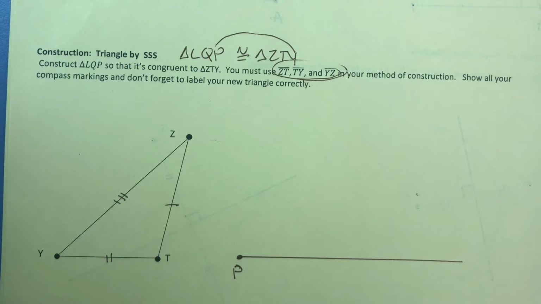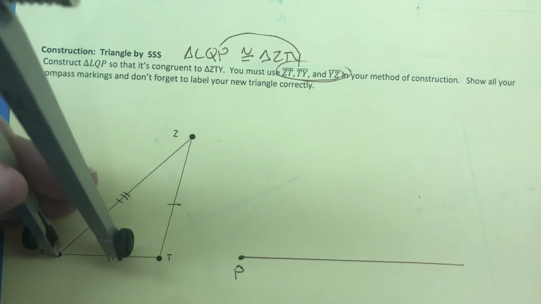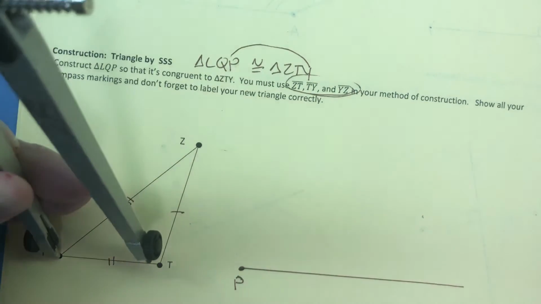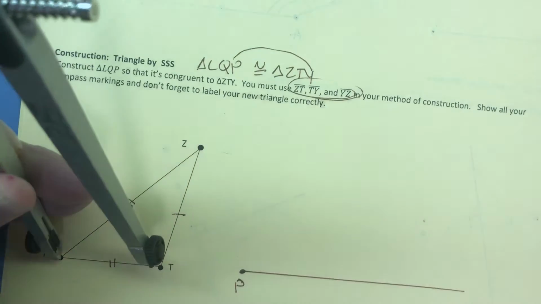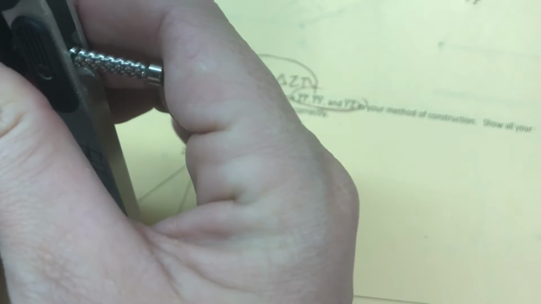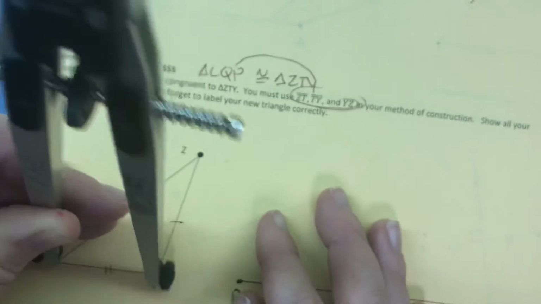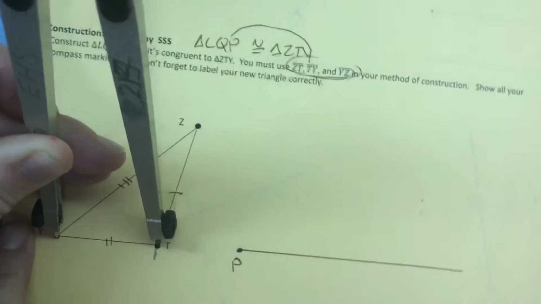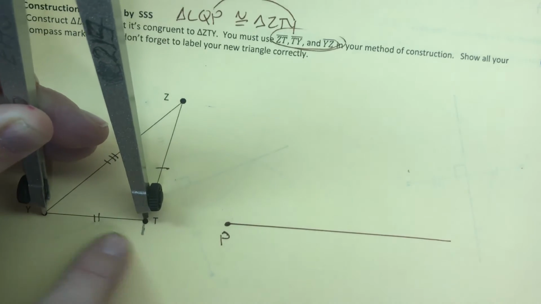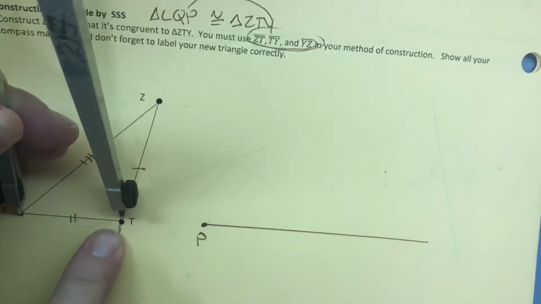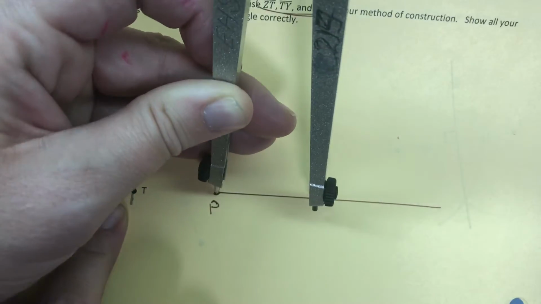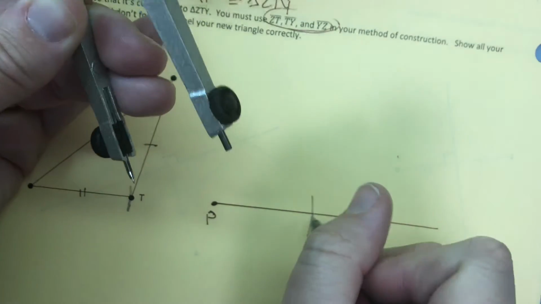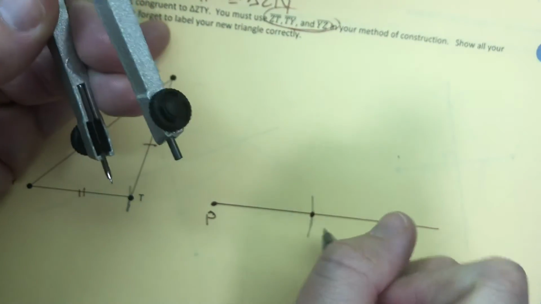Then I'm going to use my compass to measure the length. I want to make sure my compass goes from Y to T. My pencil's on T. Move the point over to P. Go ahead and put your point where that arc and that segment intersect.